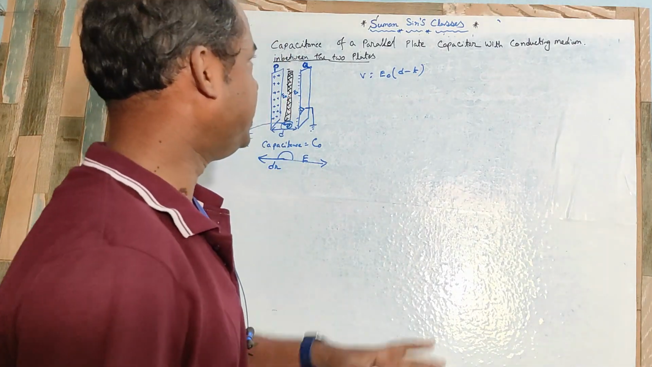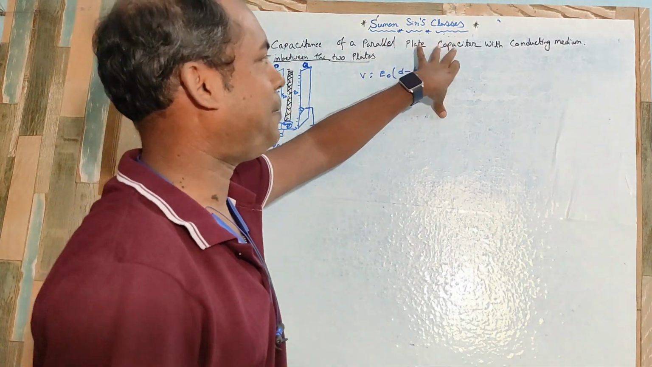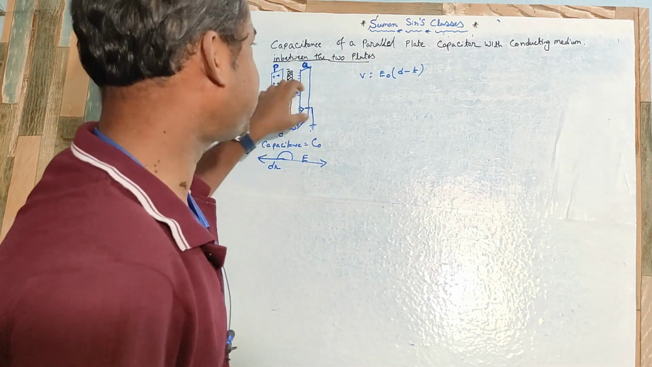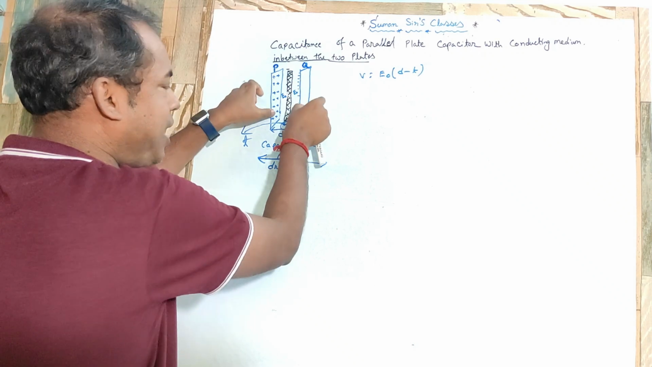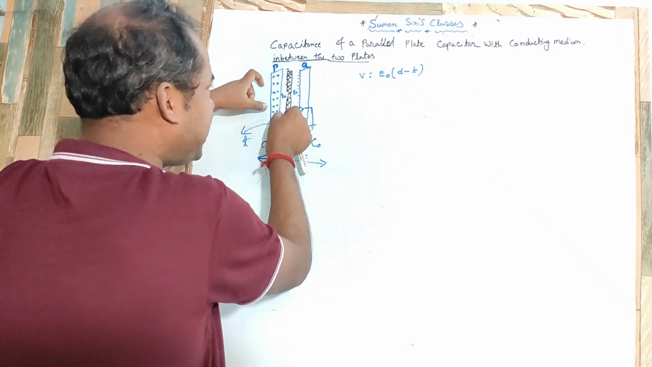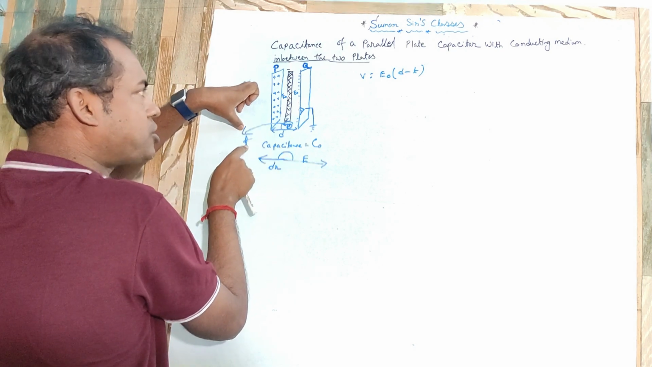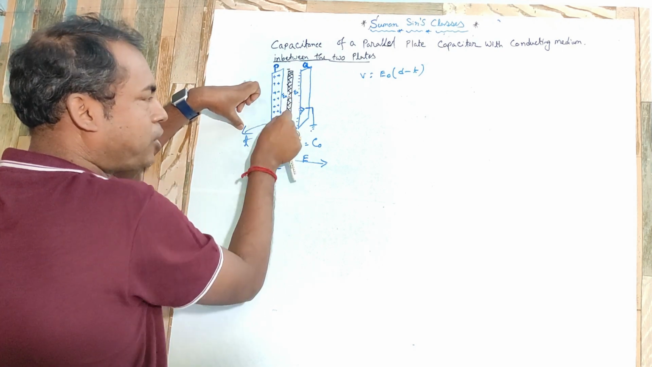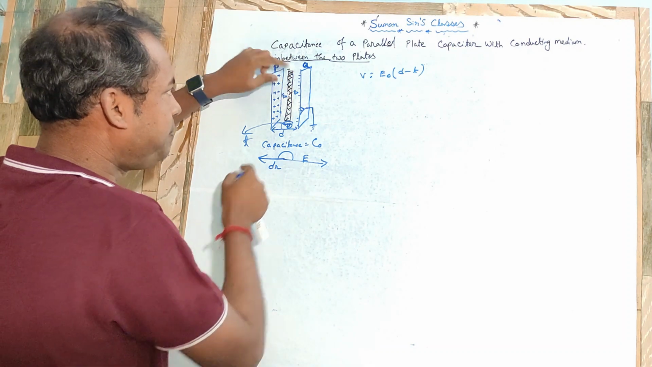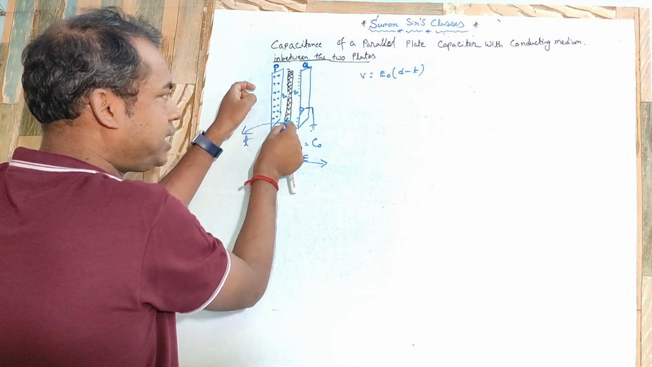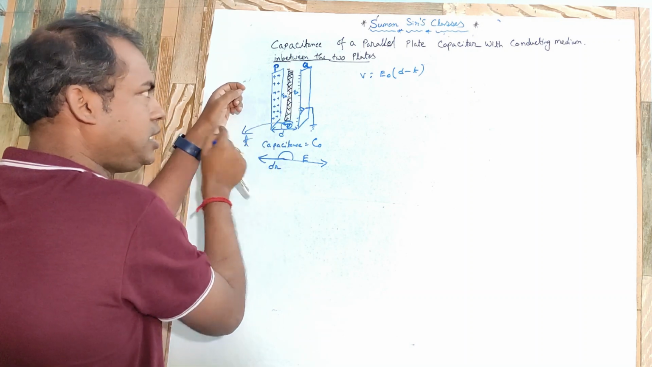So the next one, that is the capacitance of a parallel plate capacitor with conducting medium in between the two plates. Just consider this P and Q. These are the parallel plate capacitor. We just placed a conducting medium, this one. The thickness of the conducting medium is equal to T. This conducting plate is inserted between the first plate P and second plate Q. This one is T.